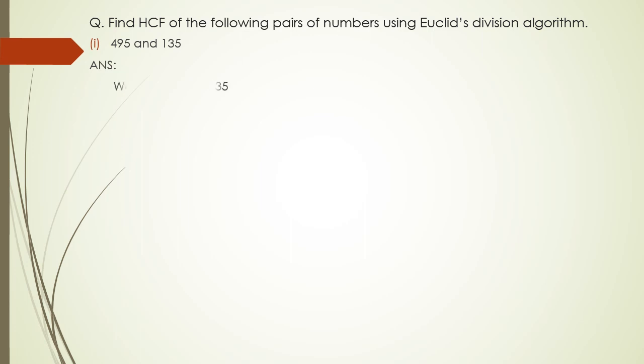Answer: the first step is to compare the numbers. 495 is clearly greater than 135. This is required because the greater number among the given two we consider as the dividend, and the smaller number we take as the divisor. So we take a as 495 and b as 135, and we apply Euclid's division lemma on 495 and 135.